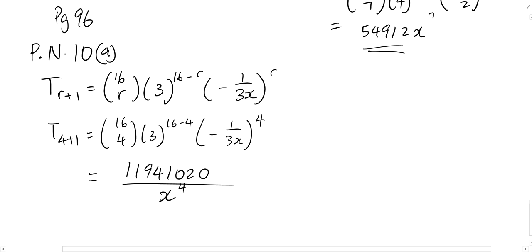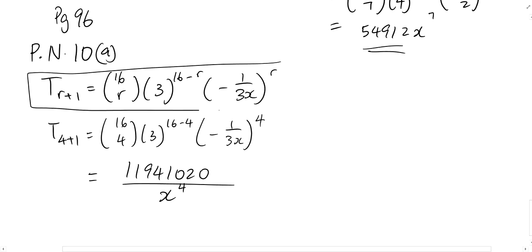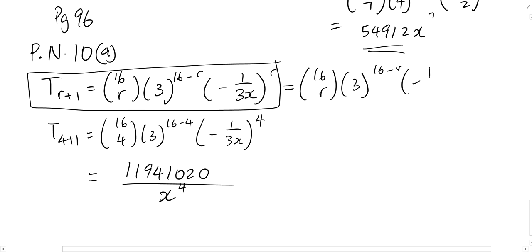One final thing I want you to learn from this. This is my general term. I can rewrite this as 16 choose r, 3 to the power of 16 minus r, (negative 1 third) to the power of r, as well as x to the power of negative r. Am I right? Look, it's your laws of indices. Just give me less than 1 minute. I want to write it this way.